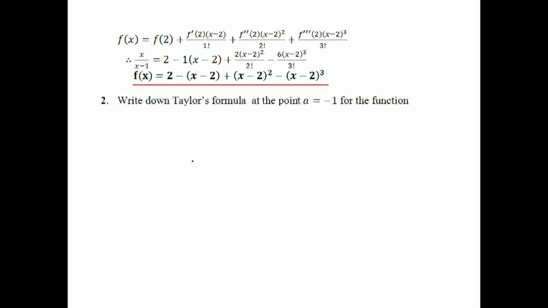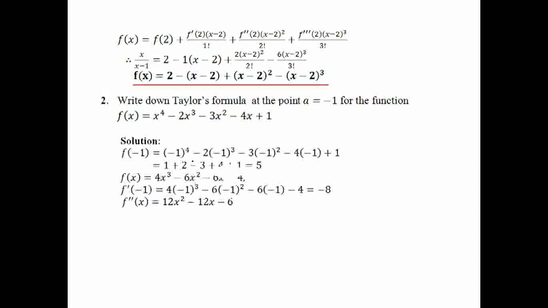Write down Taylor's formula at the point a = -1 for the function f(x) = x^4 - 2x^3 - 3x^2 - 4x + 1. Solution. Similar procedure. We first replace the values of x in this function by -1, because we're putting in the value of a to get the first term. So where there is x, we put -1.